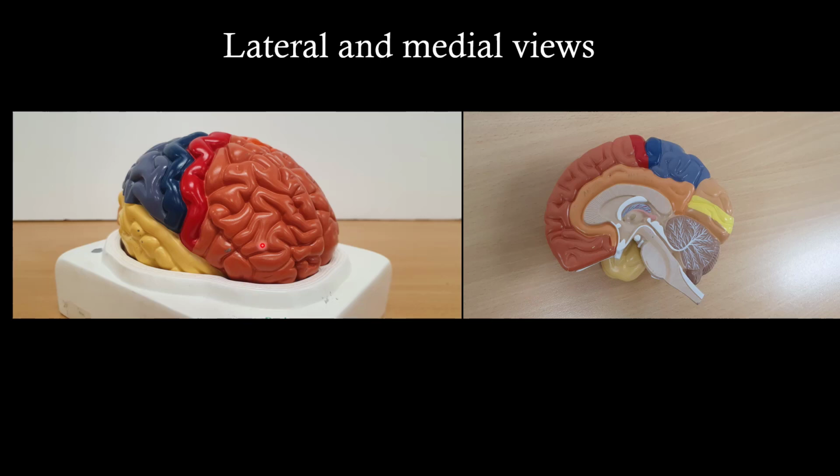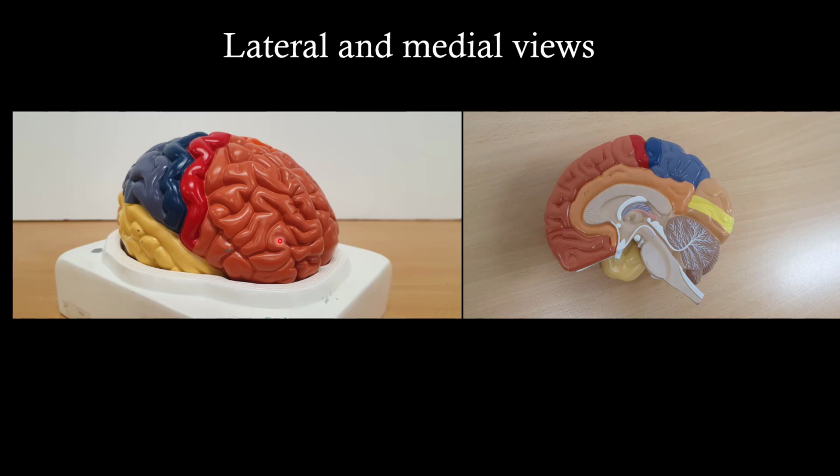From the lateral view, we are able to view the frontal lobe, the parietal lobe, and the temporal lobe. From the medial view, we are able to view one additional lobe here, which is the occipital lobe. The occipital lobe lies at the most posterior aspect of the cerebral cortex. Also, it is noteworthy that you'll be able to view the cerebellum, which is located inferior to the occipital lobe.